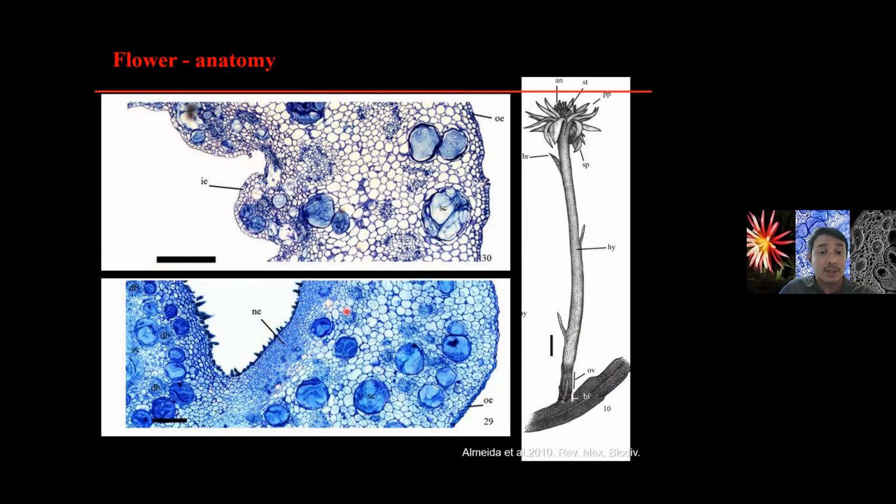But these vascular bundles go up, and they are not vascularizing only the nectary. They go to vascularize every filament of the anthers.